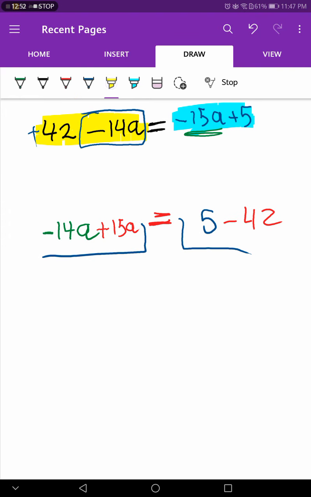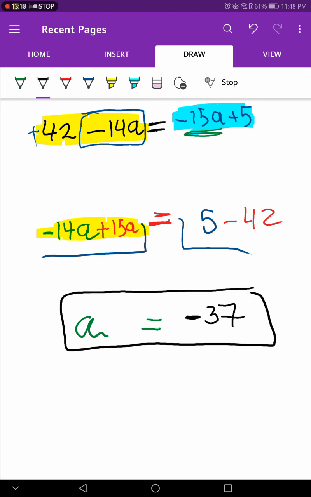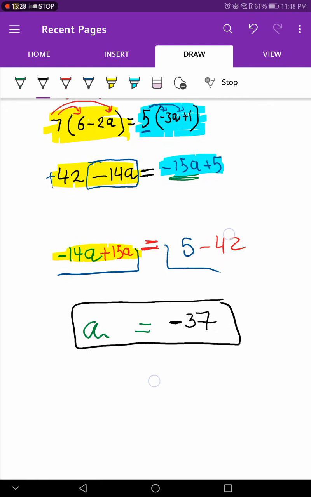Okay, I will combine the terms. On the left side I will get 1a, or a, it is the same, and in the right side I have 5 minus, or negative, 42. That means negative 37. So negative 37 is the solution for this equation. Okay, my dear student, the solution for this equation is a equals negative 37.